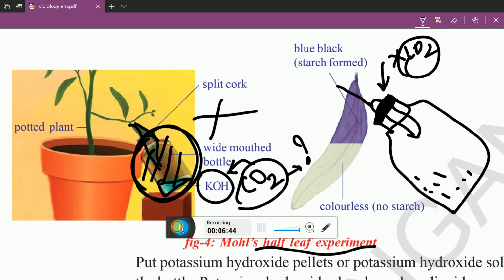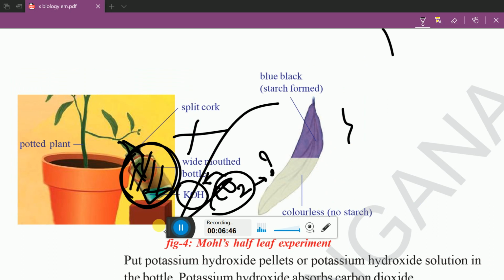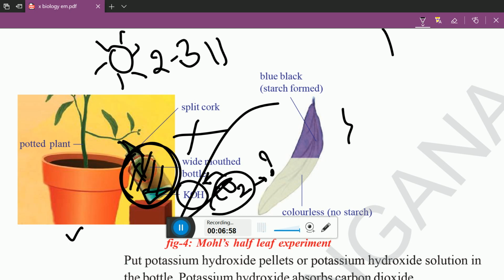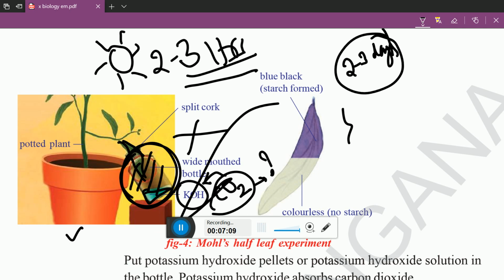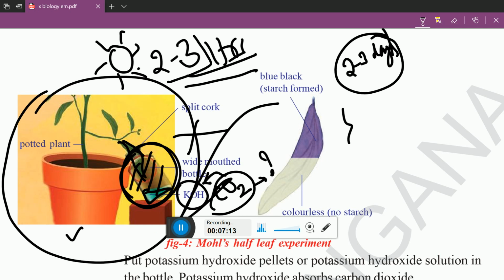In this experiment a potted plant is used, with half of the leaf kept inside the wide mouthed transparent bottle and half outside, and the whole setup is kept under sunlight for 2 to 3 hours. Remember, this experiment will be conducted for 2 to 3 hours only, but destarching is done for 2 to 3 days. So you need to remember that. This whole setup we need to put under sunlight for 2 to 3 hours.